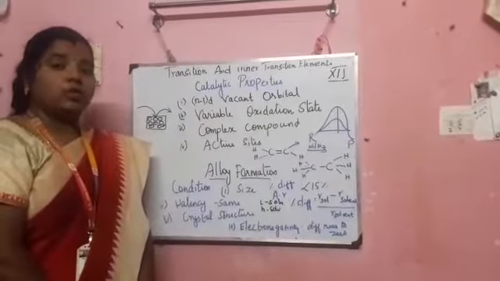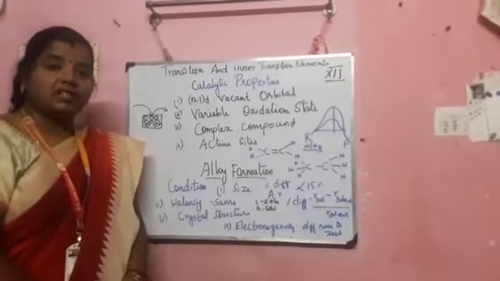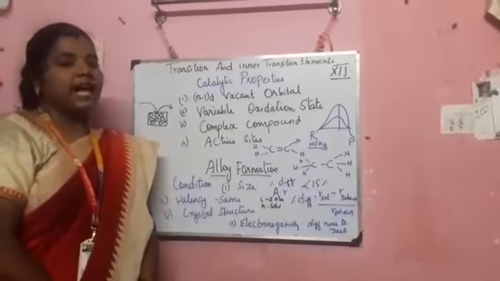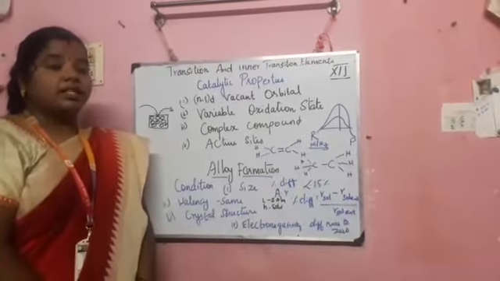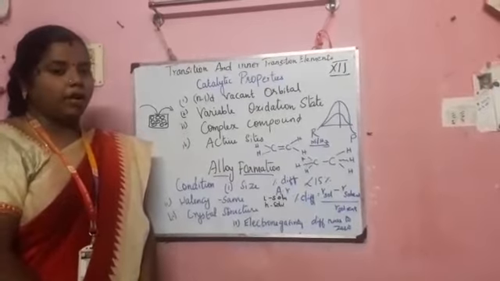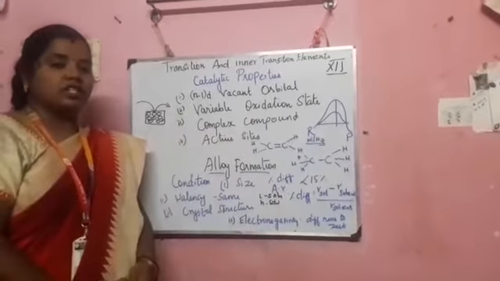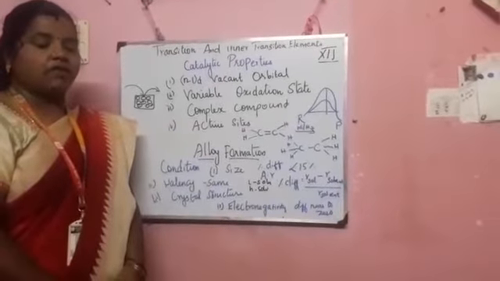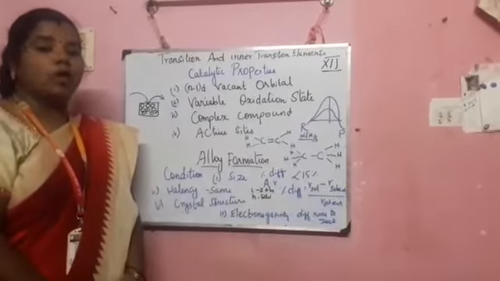In the last videos we saw the position of the transition elements. They are present in between the S block elements and the P block elements. The size is higher than the S block elements and probably lower than the P block elements. Next we saw the oxidation state. Obviously the transition elements have variable oxidation states. Each single element possesses many variable oxidation states.